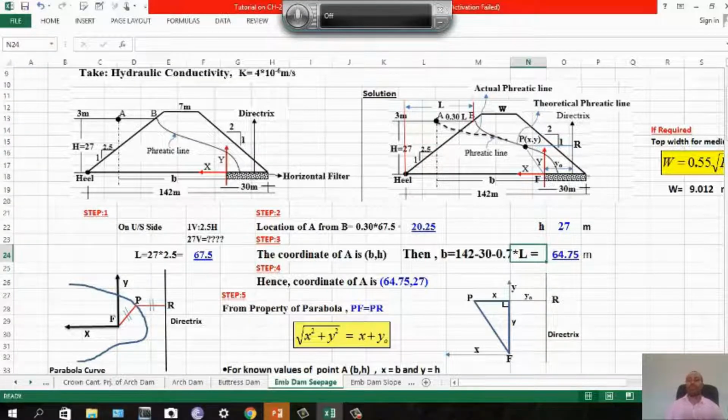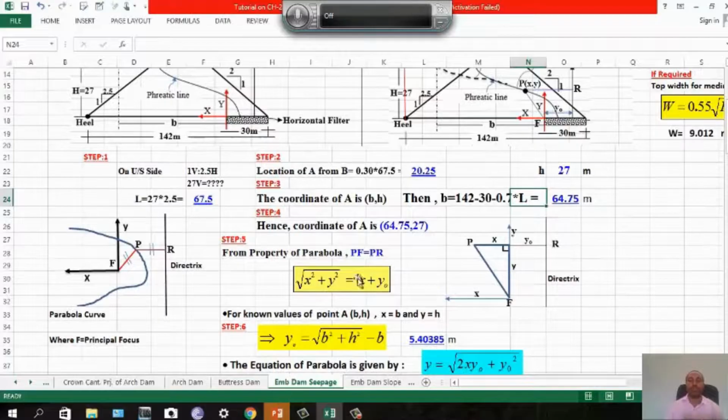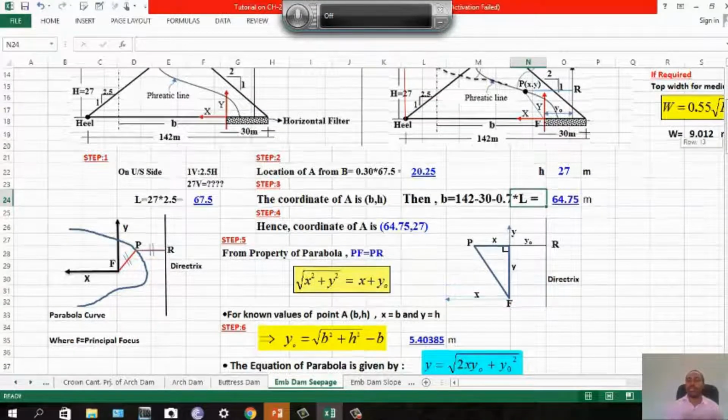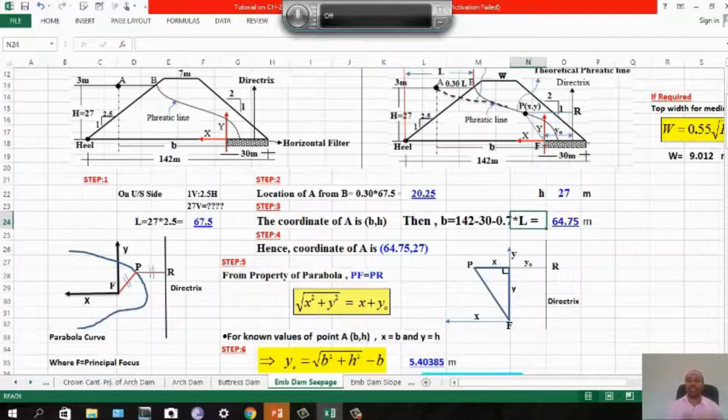If you go to step 5, from the property of a parabola, PF, which means this one, the distance from the principal focus to any point on the parabola curve is equal to the distance from that point up to the directrix, which is PR. So PF is equal to PR according to the property of a parabola. You have X and Y directions up to this point, point P. You can see now this is a right angle triangle, so you can use the Pythagoras theorem.